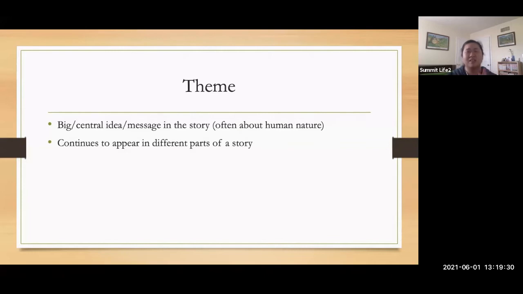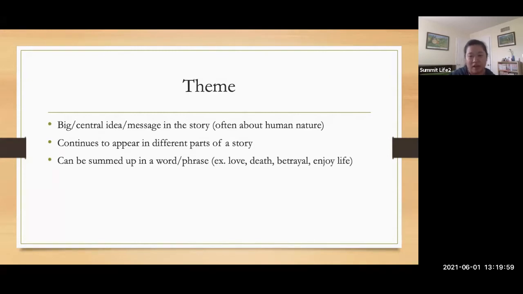It tends to be really hard for students to pick out because it's kind of vague sometimes. So that's why I'm trying to give you some ideas on how to pick it out, but to each person, theme can be something different because it means something different to them. Or something else pops out to them more than the other. And it can often be summed up in one word, for example, love, death, betrayal, or even just enjoy life.